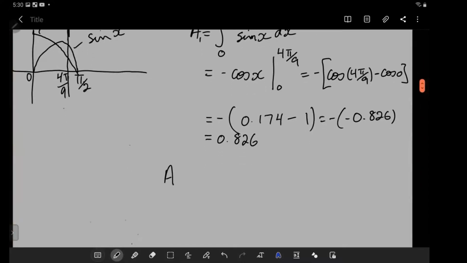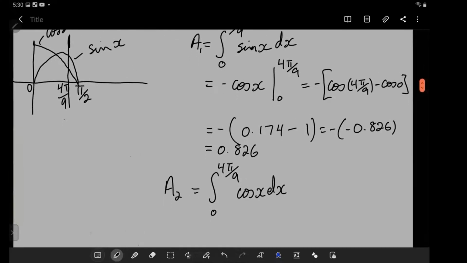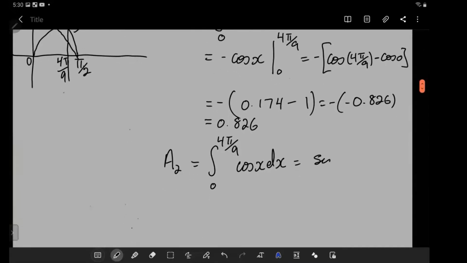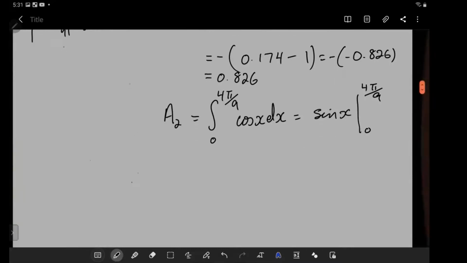Similarly, we could do the area 2, which is the cosine one. So we have the integral from 0 to 4 pi over 9 of cosine x dx. Okay, and we can integrate that. And what do we get when we integrate it? We get sin x. The integral of cosine x is sin x, and we want to evaluate that from 0 to 4 pi over 9. Same idea. We could substitute the first value first. There's always upper limit minus lower limit. We have sine of 4 pi over 9 minus sine of 0.